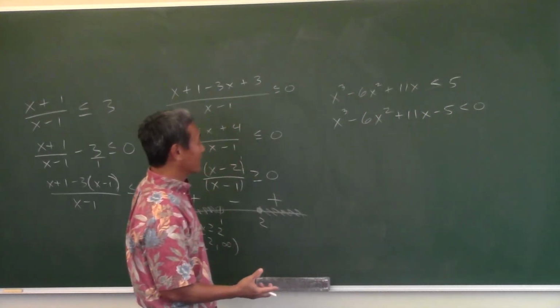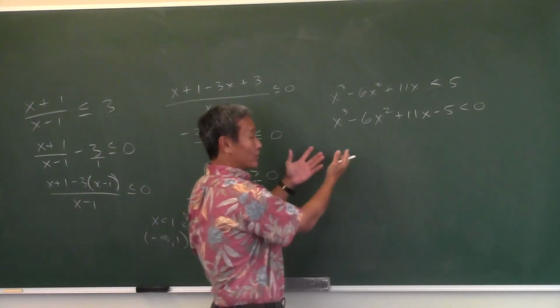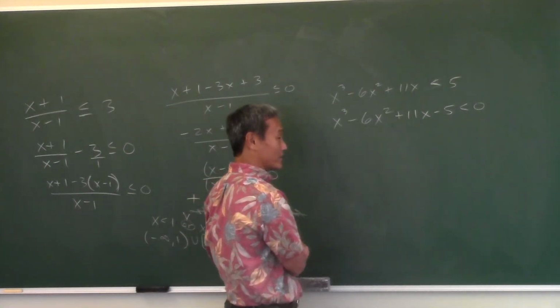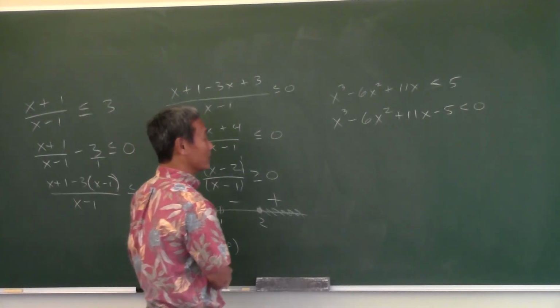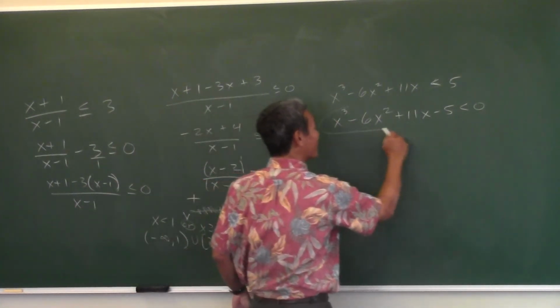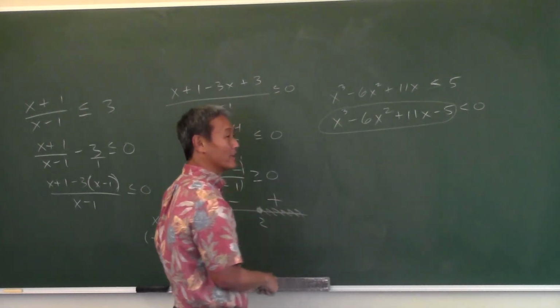Now tonight's homework, if there's no calculator, that means you can factor it, that means you gotta do synthetic division. But if I let you use a calculator, you make one side 0, and what do you do now? You graph this on your calculator.